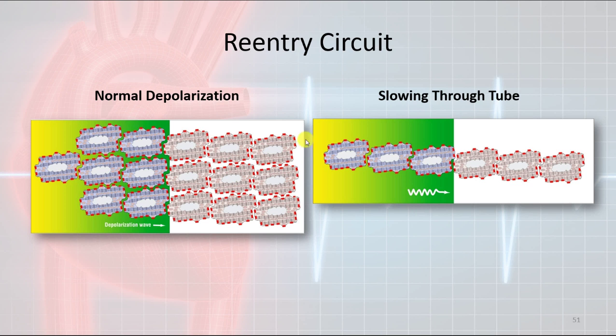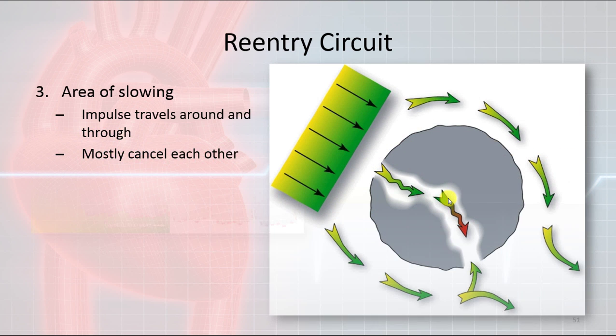Because of that, here's your tube, here's your slowing through the tube. You don't have as many cells that are able to conduct that electricity. So therefore, the signal does not have a normal massive depolarization wave rifling through there. It goes much slower. The area of slowing can actually cause a problem.